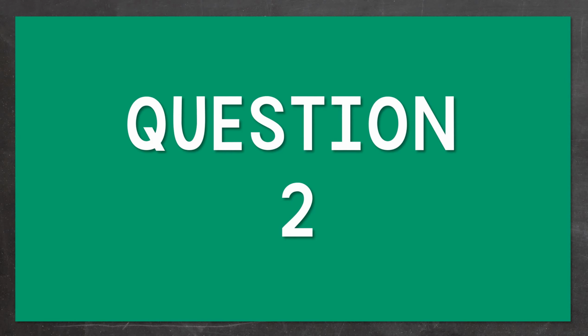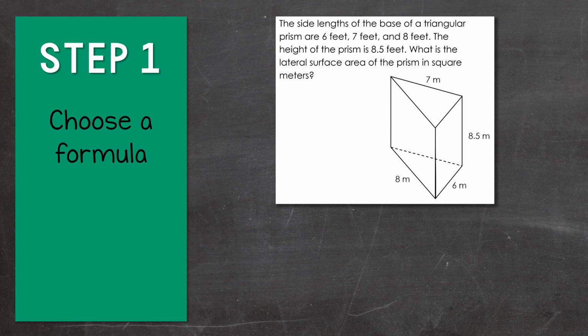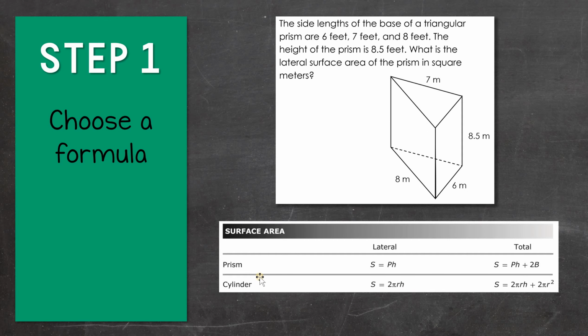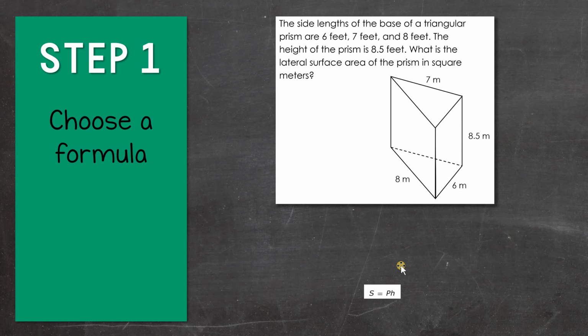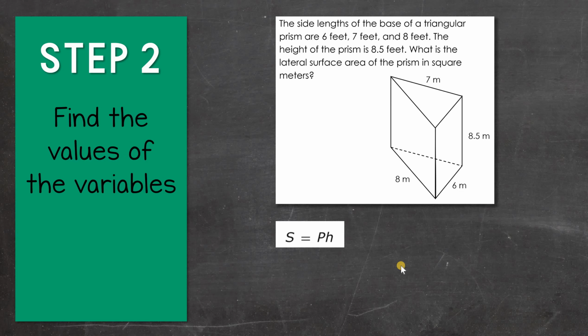That's it. Question 2. So different question, but the same steps. The first step, choose our formula. Do we have a prism or do we have a cylinder? I don't see circular bases, so that's a prism. Also, it says right here, we're looking for the surface area of a prism. It says the lateral surface area, so that's the second part. That's our formula, P times H.